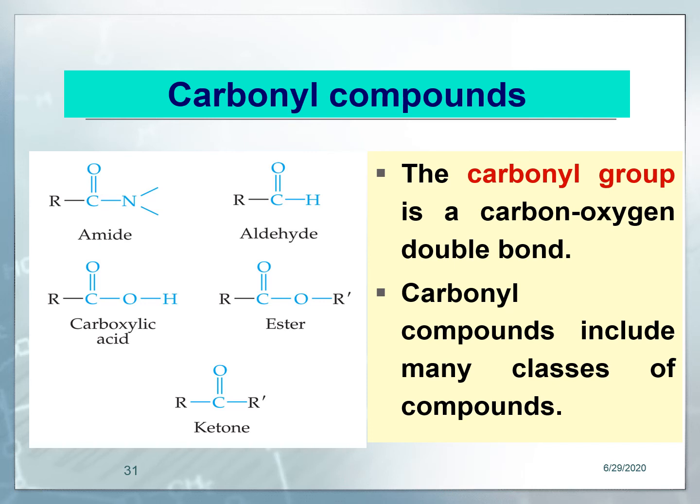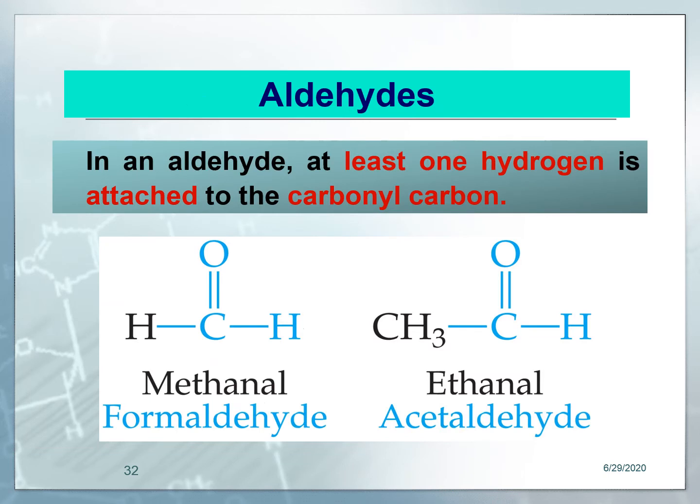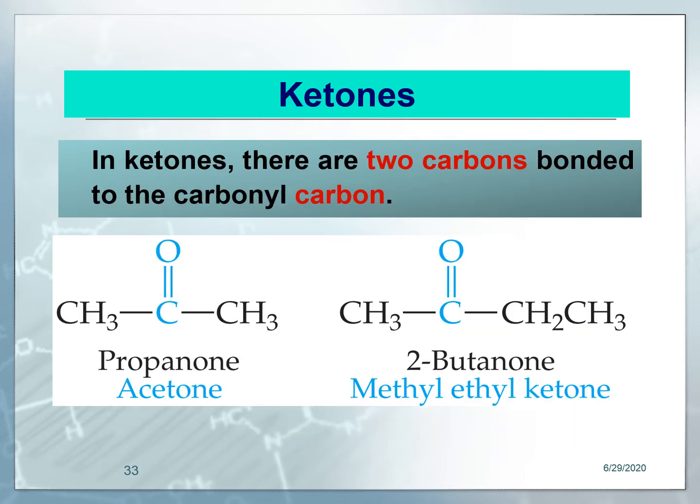ester, and ketone. Let's start with aldehyde. In an aldehyde, the carbonyl group has at least one hydrogen atom attached, as in the following examples, methanal and ethanal. While in a ketone, there are two carbons bonded to the carbonyl carbon, such as acetone and 2-butanone. Ketone and aldehyde are quite similar, only differing in the atom attached to the carbonyl carbon.